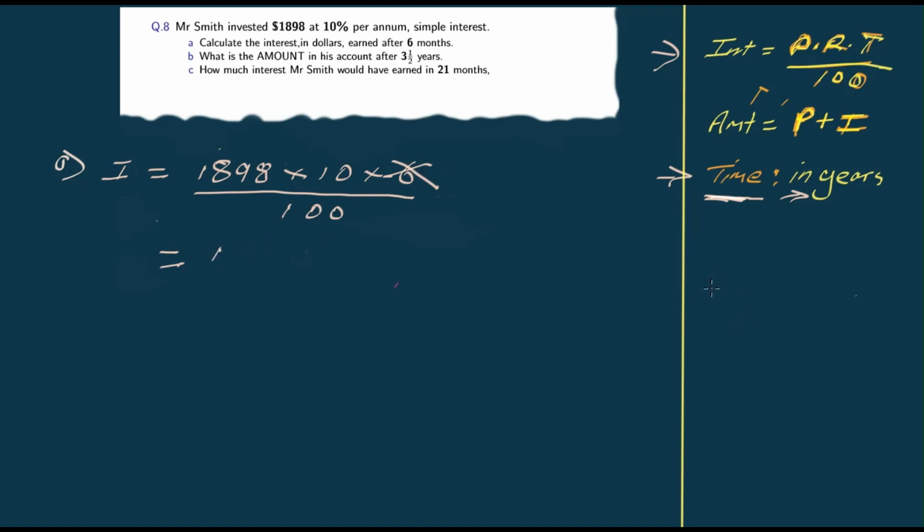To change months into years, we're going to divide the months by the number, divide 6 by 12, because 12 months make 1 year. So 6 divided by 12 will give us 0.5. So therefore, the years in decimal will be half or 0.5. So our formula will be 0.5 for years, all over 100.